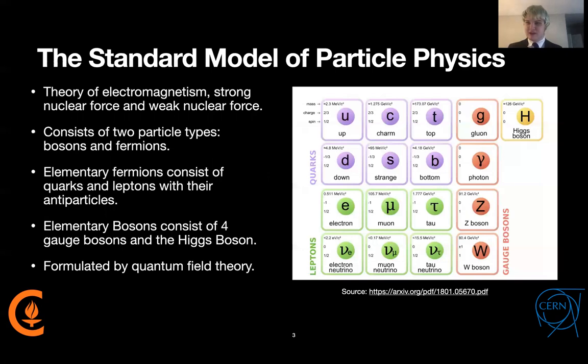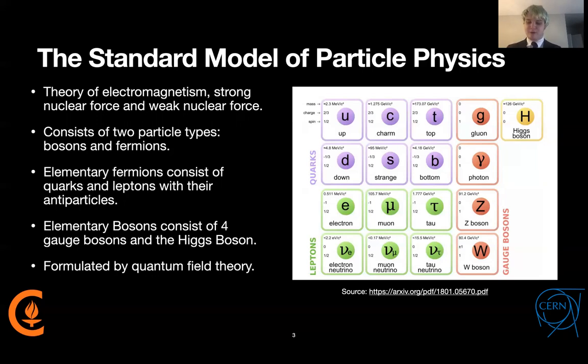I begin this presentation where any good presentation of particle physics should start, the standard model of particle physics. It is the theory of three of the four fundamental forces: electromagnetism, the strong nuclear force, and the weak nuclear force. It consists of elementary particles, particles which are composed of no other particles. There are two types of elementary particles: bosons and fermions.